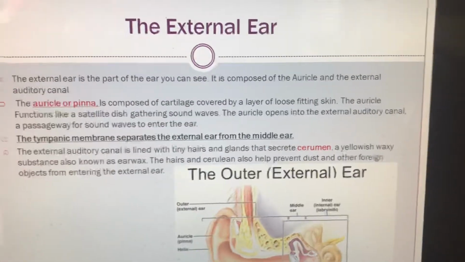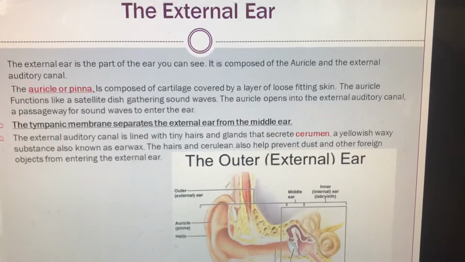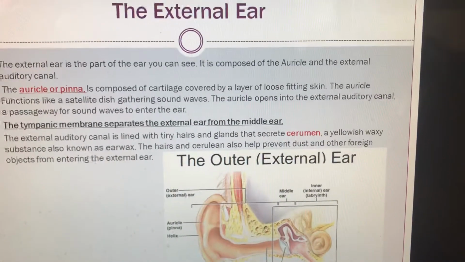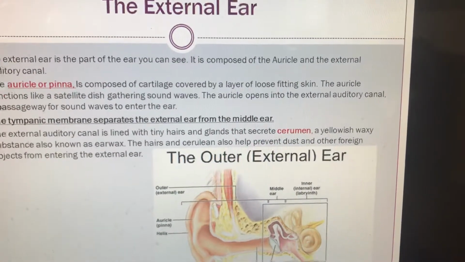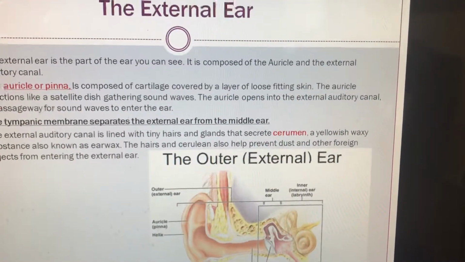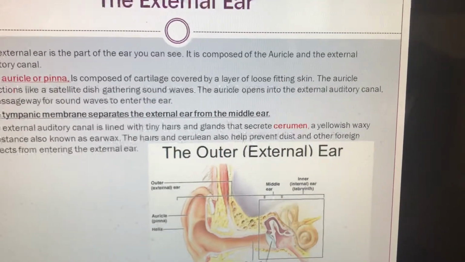The external auditory canal is lined with tiny hairs and glands that secrete cerumen, which is your earwax. And the hairs and the cerumen also help prevent dust and other foreign objects from entering the external canal.